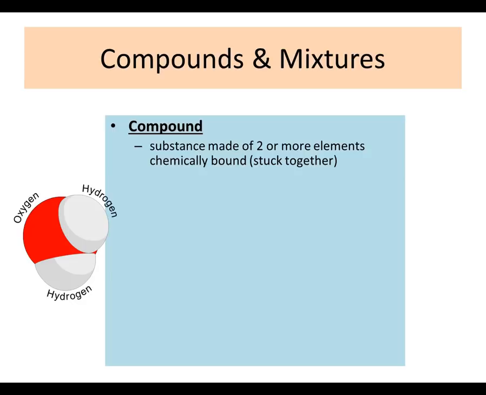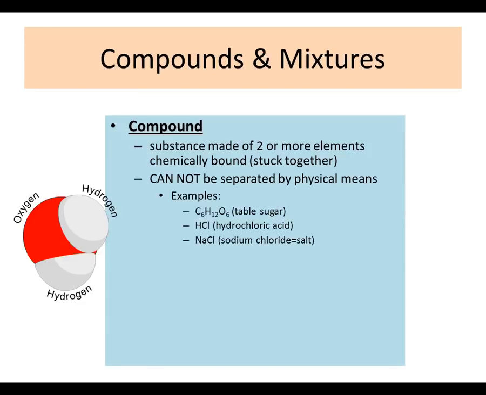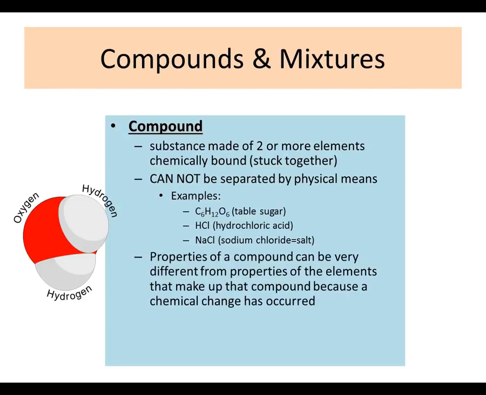Alright, a compound is a substance made of 2 or more elements chemically bonded, that's stuck together. They cannot be separated by physical means. So examples are table sugar, hydrochloric acid, sodium chloride, also known as salt. Properties of a compound can be very different from properties of the elements that make up the compound because of a chemical change that has occurred.